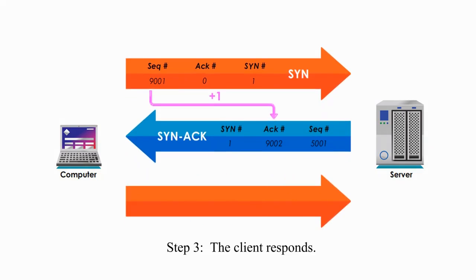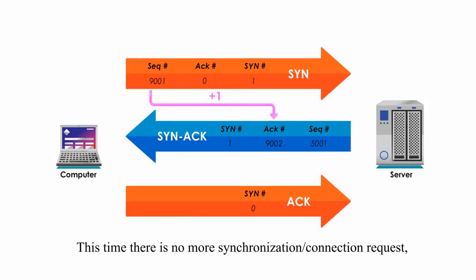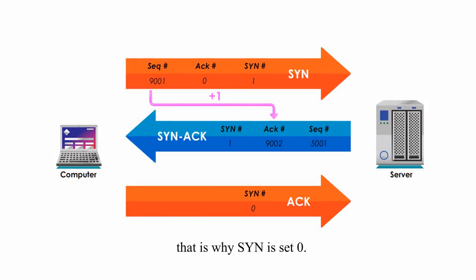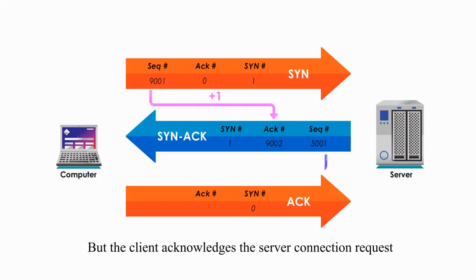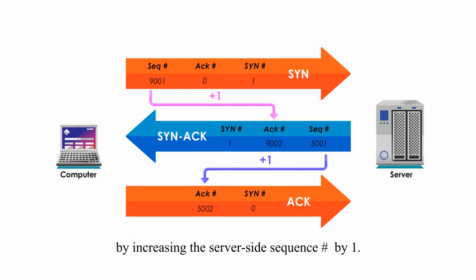Step 3. The client responds. This time, there's no more synchronization or connection request. That's why SYN is set to 0. But the client acknowledges the server's connection request by increasing the server-side sequence number by 1. That's why the ACK number is 5002.